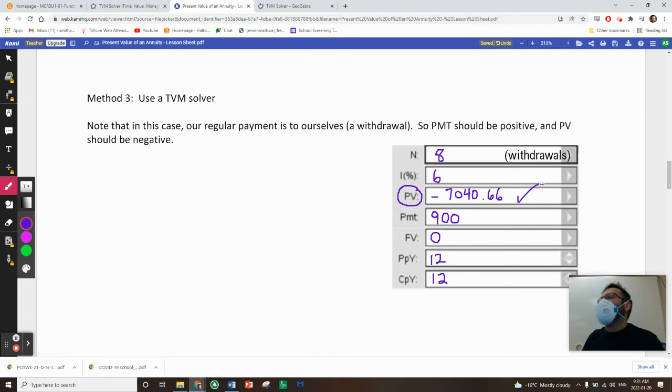For the rest of the day, we're going to do a few more examples, get used to the formula, get used to the TVM solver, get used to this new kind of problem. Let's continue.